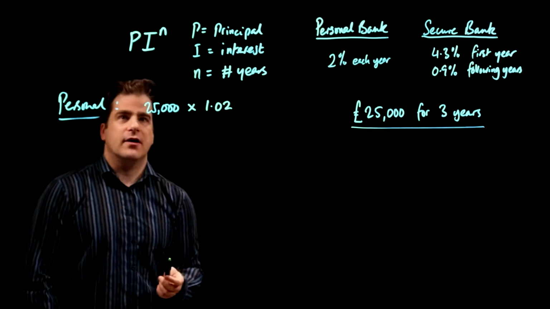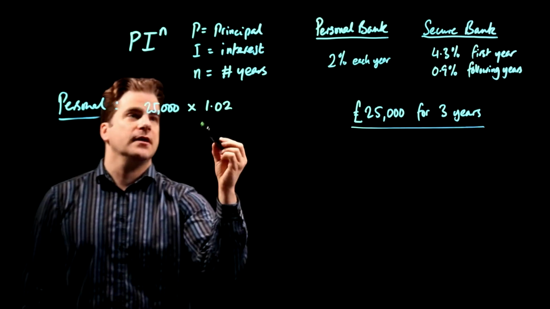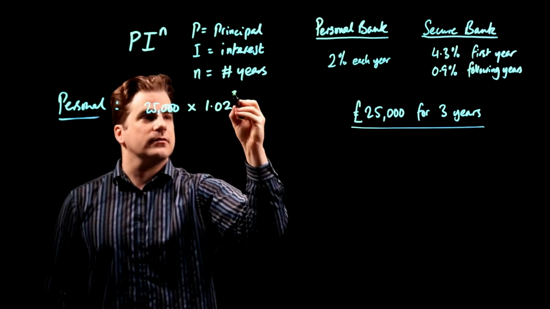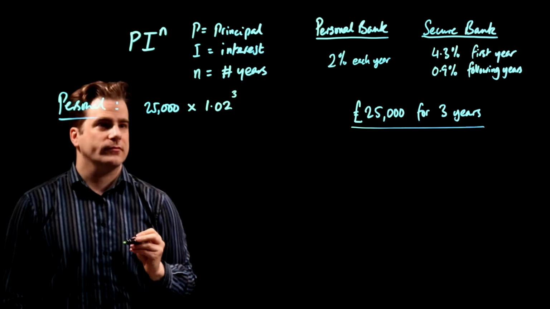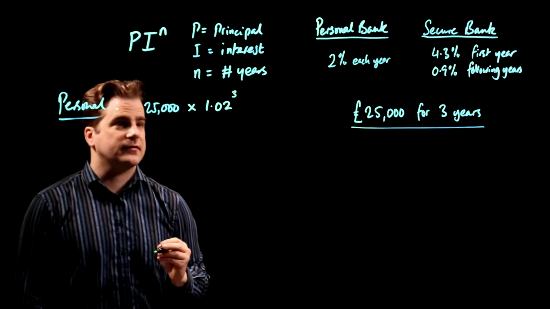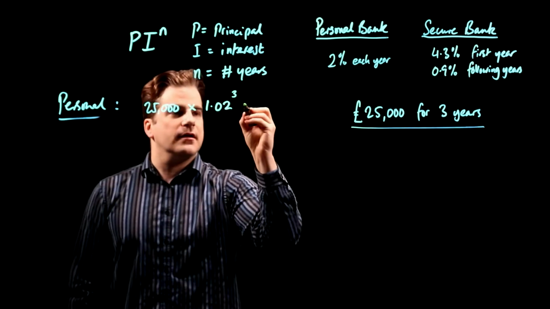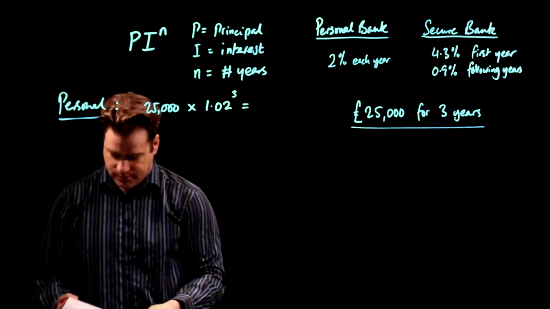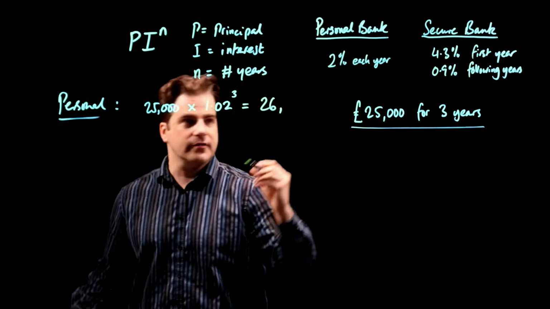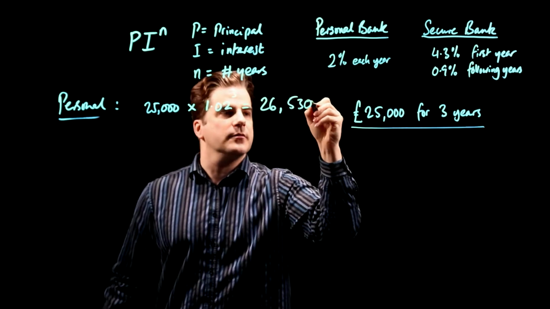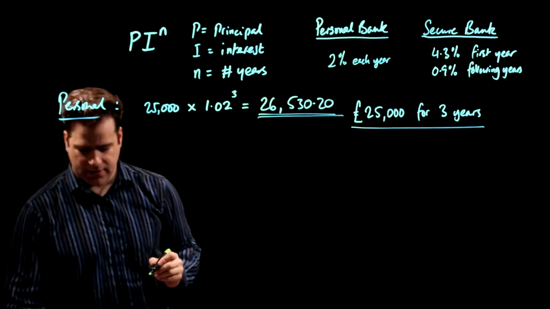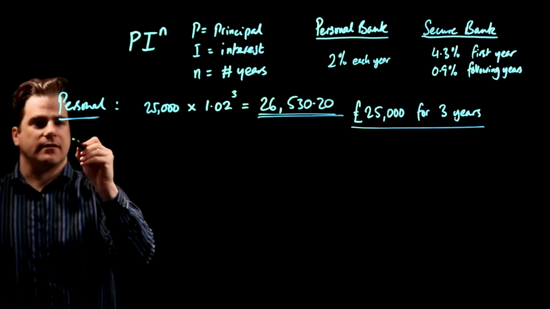So that's the interest, and the number of years is 3, so we cube that. And that's it. That's how much we'll end up with after 3 years for the personal bank, and that turns out to be 26,530.2. Simple.